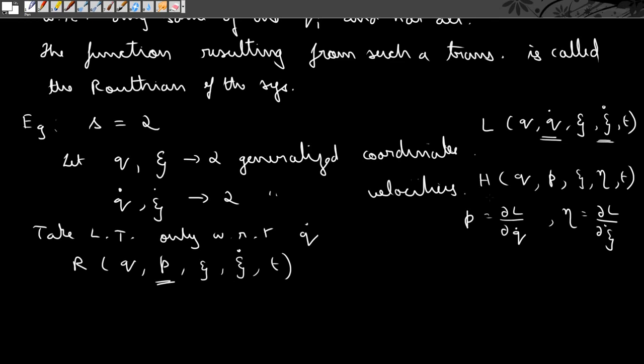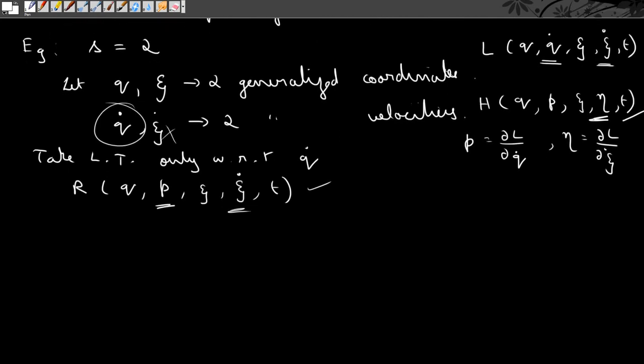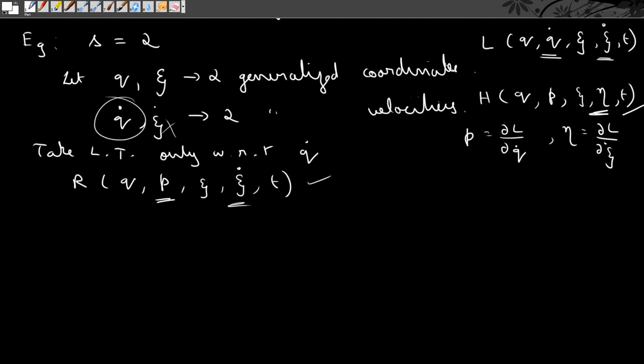Okay, now notice the difference between this and this. Here we have eta also, whereas here we do not have eta. That means we have taken the Legendre transform only with respect to q dot and not xi dot. That is the difference between the Routhian and the Hamiltonian. Similar to how we derived Hamilton's equations, let us derive the set of equations from which we can get the equations of motion from the Routhian function.